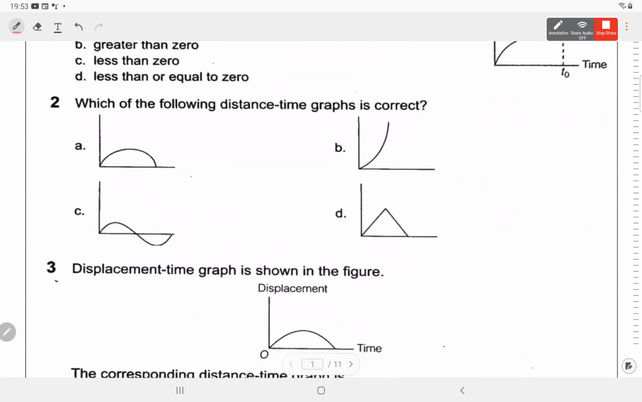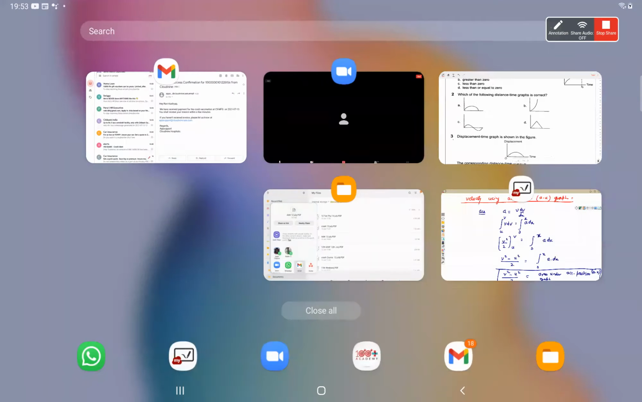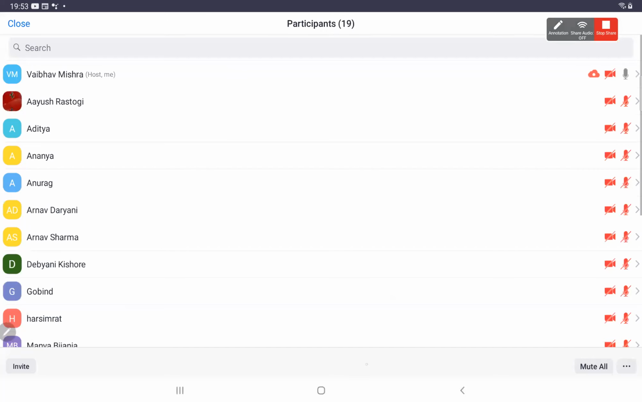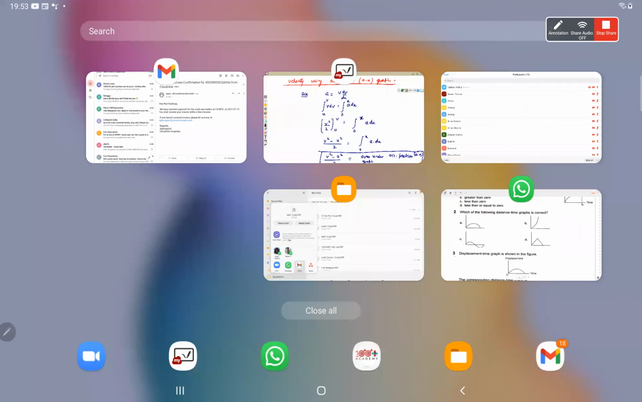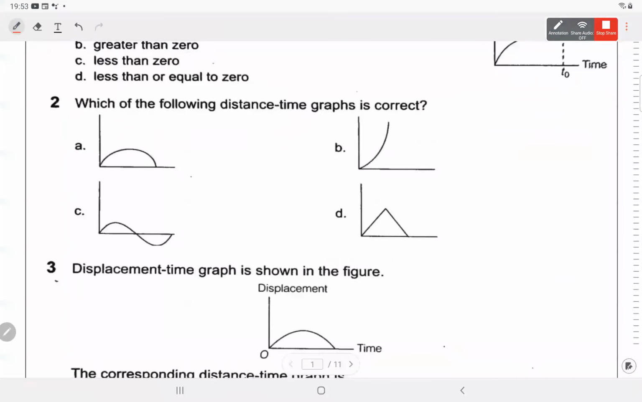Which of the following distance time graph is correct? And why are the others not correct? That also you have to tell. Okay, so who is next in line? Mr. Ayush. Question number two. Which of the following distance time graphs is correct, and why are the others not correct? You also have to give me that explanation.